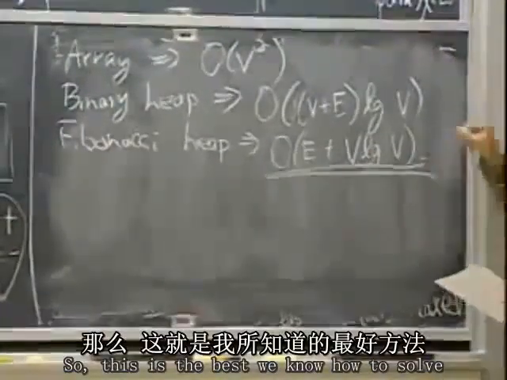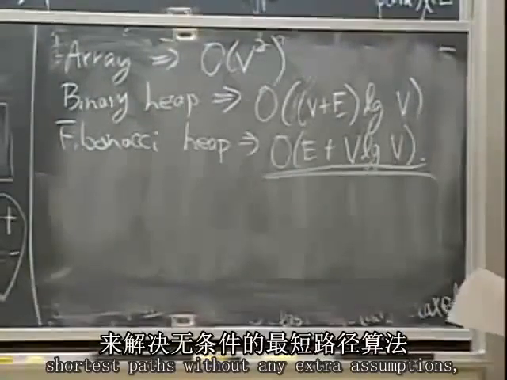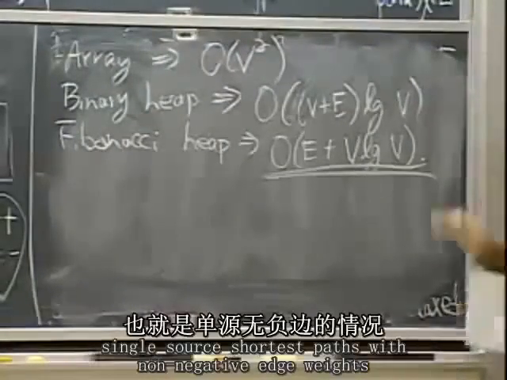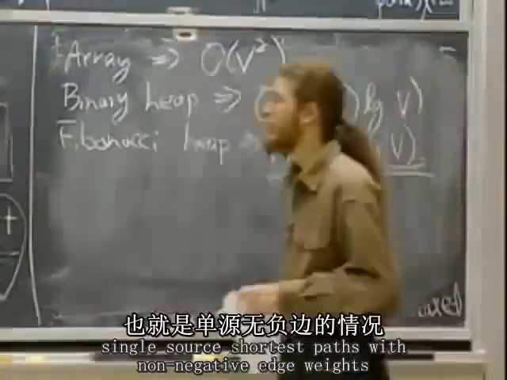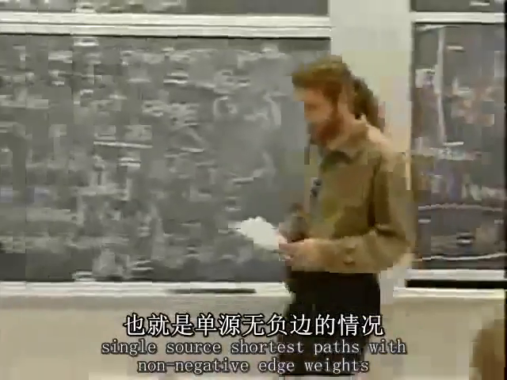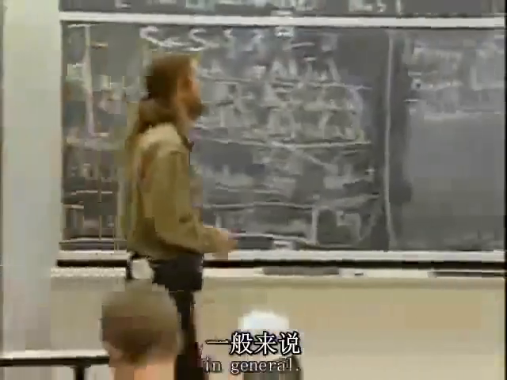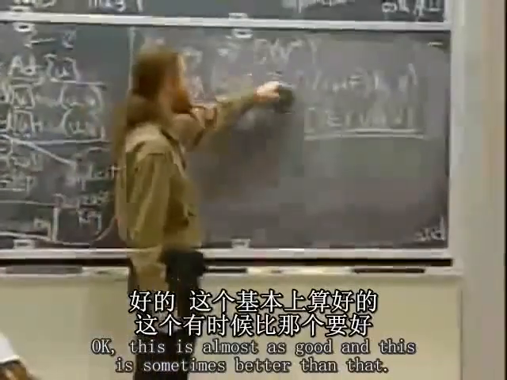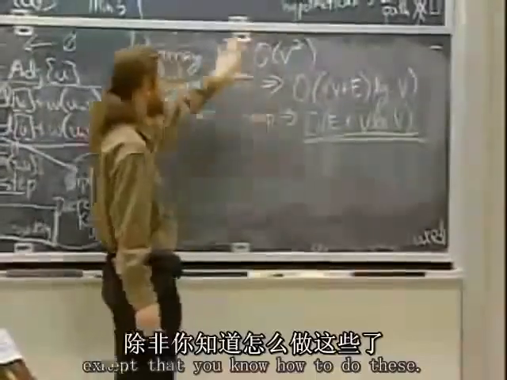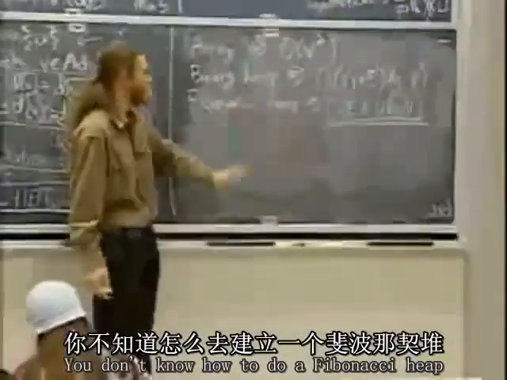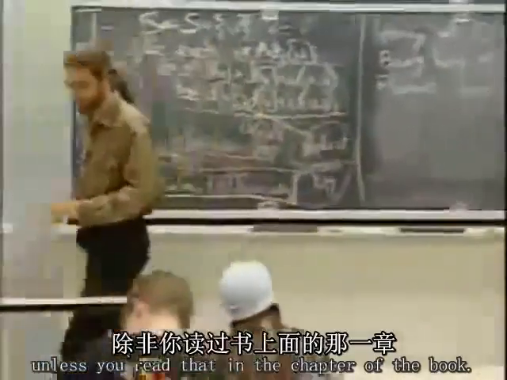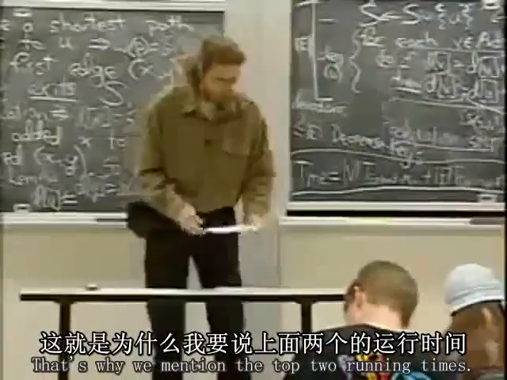This is the best we know how to solve single source shortest paths with non-negative edge weights in general. The binary heap bound is almost as good, and sometimes better than that, but these are essentially irrelevant, except that you know how to do these. You don't know how to do a Fibonacci heap unless you read that chapter of the book. That's why we mentioned the top 2 running times.